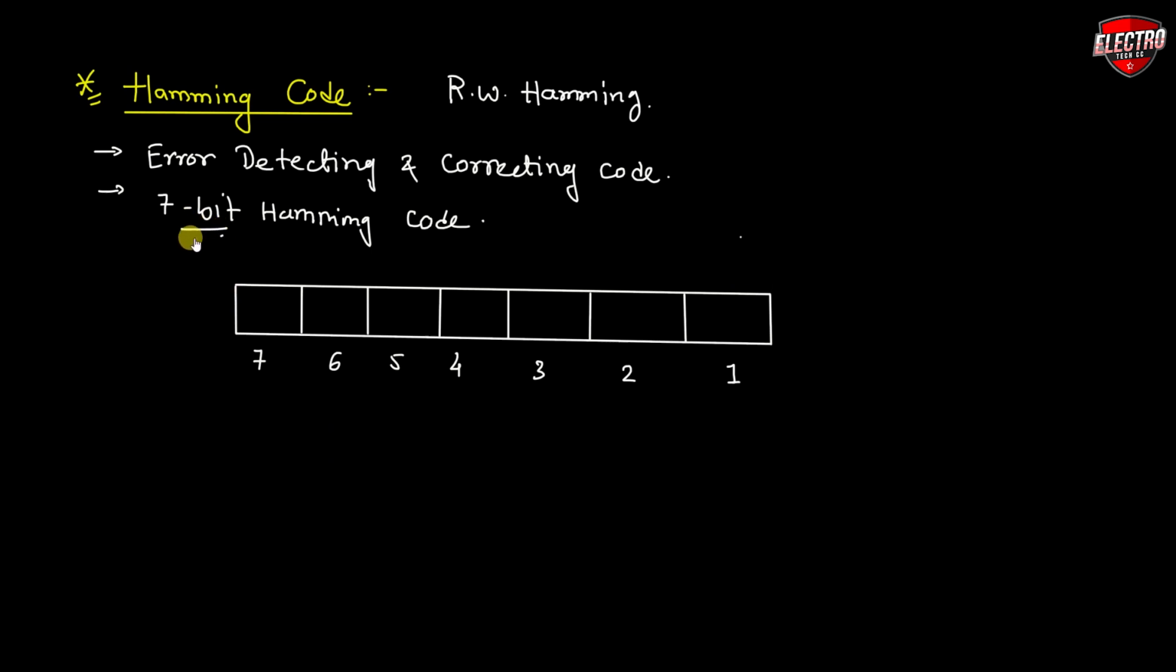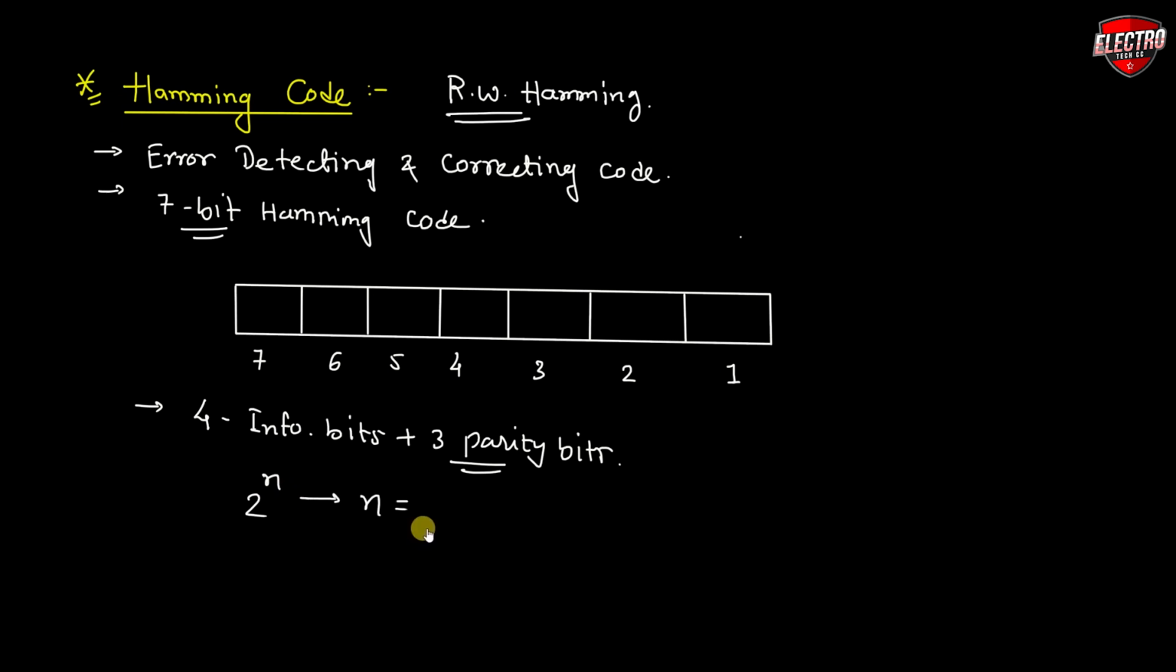In 7-bit Hamming code, we have 4 information bits plus 3 parity bits. Now, the position of parity bits can be found with the help of the theorem given by R.W. Hamming. And the theorem is very simple. We can place a parity bit at the location 2 to the power n. Here, the value of n is 0, 1, 2 up to capital N.